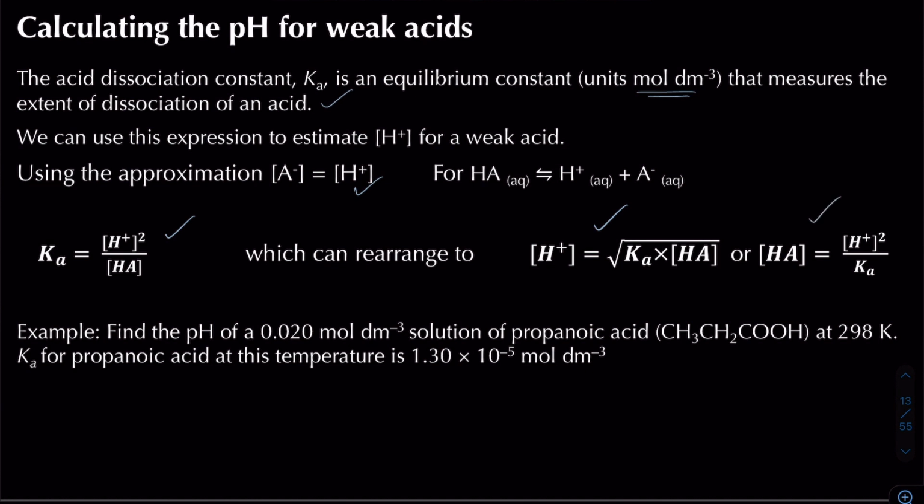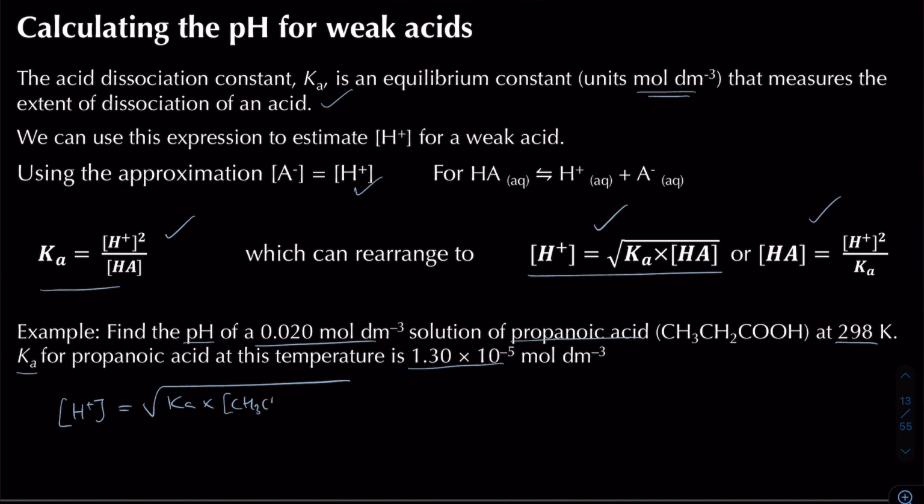So let's look at an example then. Find the pH of a 0.02 mol per decimeter cubed solution of propanoic acid at 298 Kelvin. The acid dissociation constant for propanoic acid at this temperature is 1.3 times 10 to the power of minus 5. So I need to find the concentration of H+ and then the pH itself, and I would need to rearrange this equation to get this one. And so the concentration of H+ is equal to the square root of Ka times the concentration of propanoic acid, which is CH3CH2COOH.